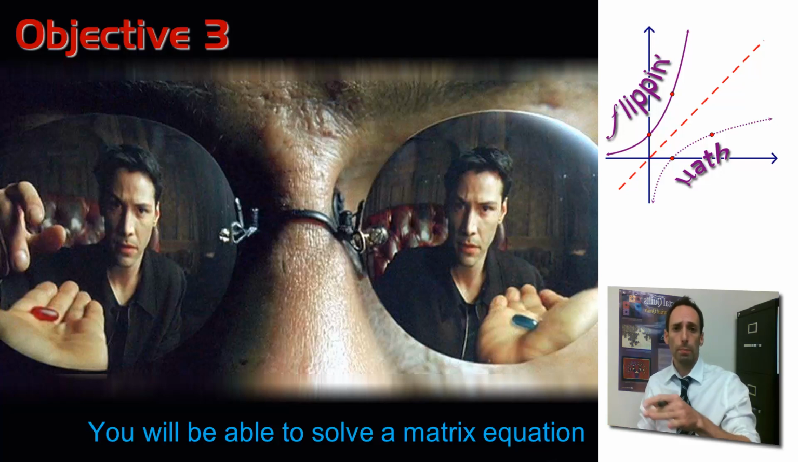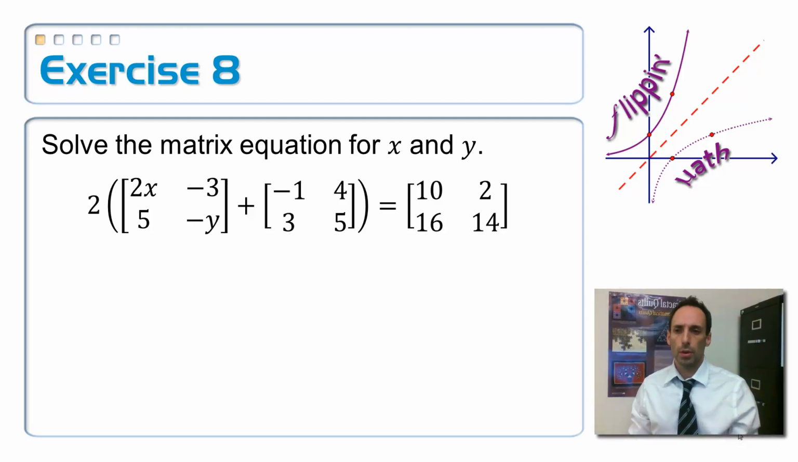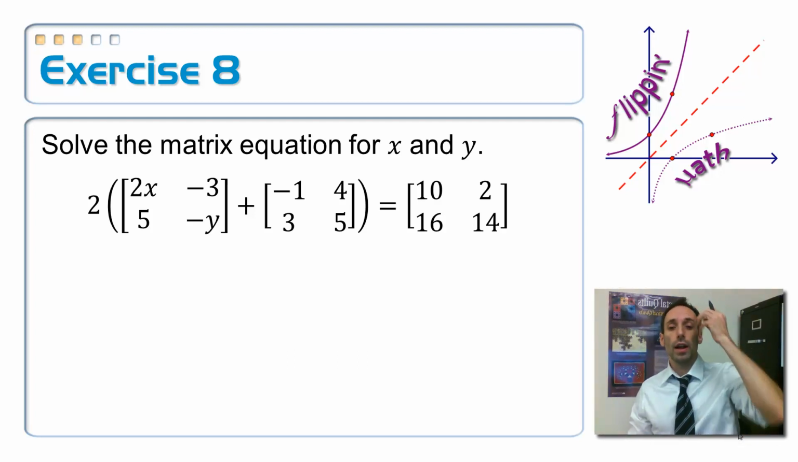So the image here from The Matrix, where Neo is presented with a problem. He's supposed to choose the red pill or the blue pill. He's got to solve that problem. Like one of them keeps him in the matrix, and the other one he finds out what the matrix is. Okay, so solve the matrix equation for x and y.